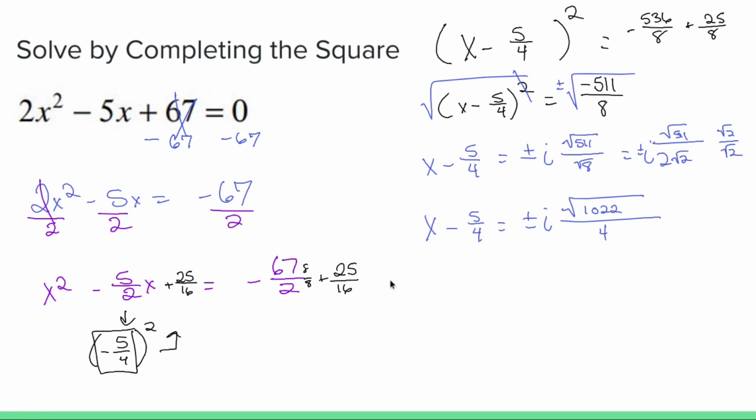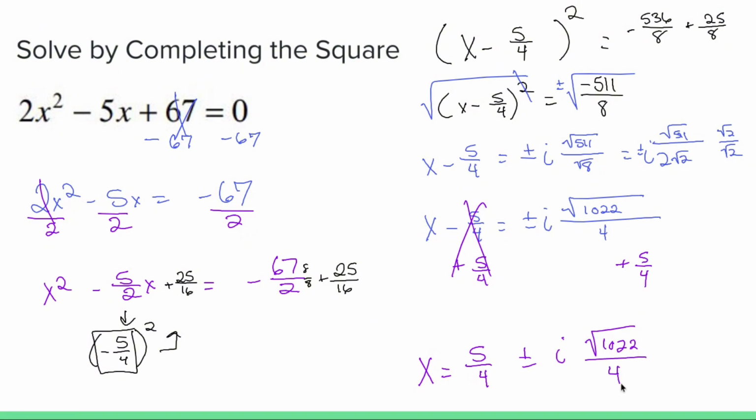So we're stuck here. But the way we're going to end this problem is we're going to add 5 over 4 to both sides. And our answer is going to look like this. x equals 5 over 4 plus or minus i times the square root of 1022 over 4. Completing the square is a nightmare at times. I'm not a fan of it. So the next few videos are about the quadratic formula, which is so much nicer.